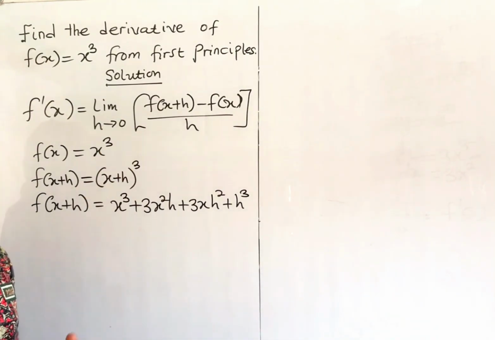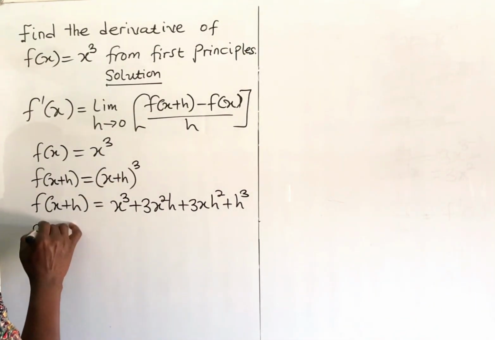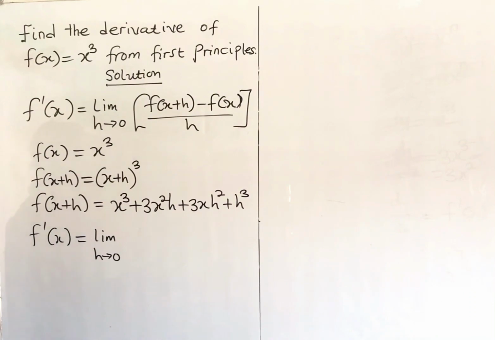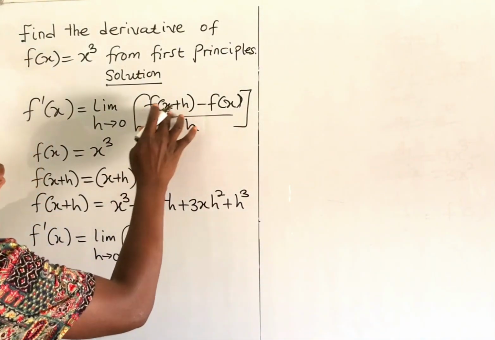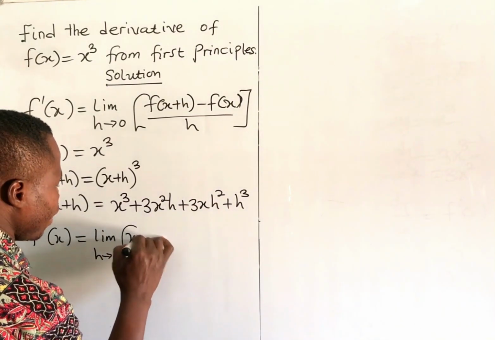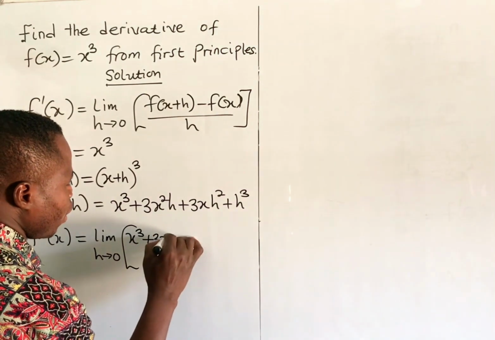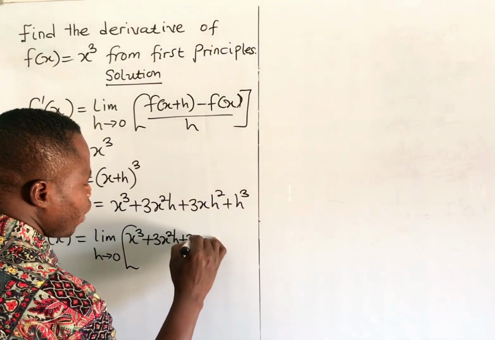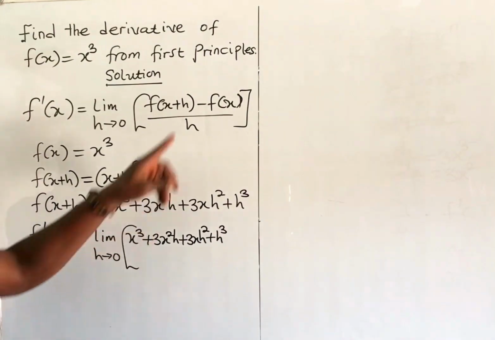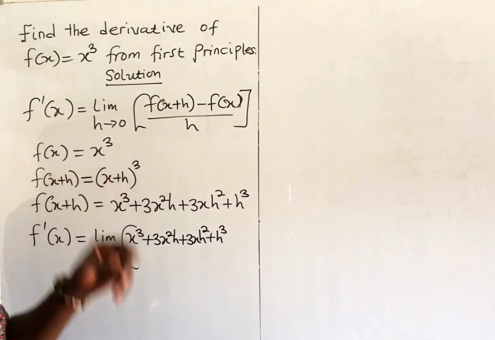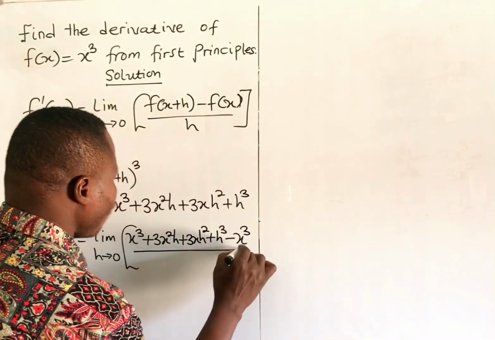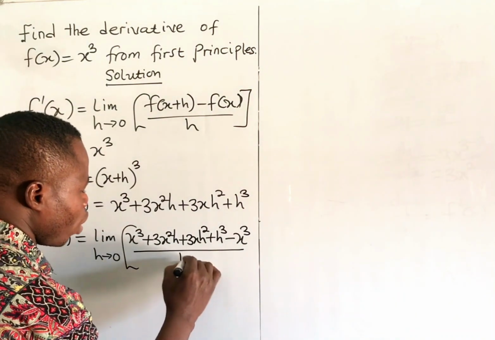I can now continue to solve from first principle by saying f prime of x is equal to the limit value of h approaching 0 of f of x plus h. And we know that f of x plus h is equal to the whole of this. So I can say that this is x cubed plus 3x squared h plus 3x h squared plus h cubed, minus f of x, and f of x is x cubed. So I will say minus x cubed all over the denominator h. So I'll write my h there.